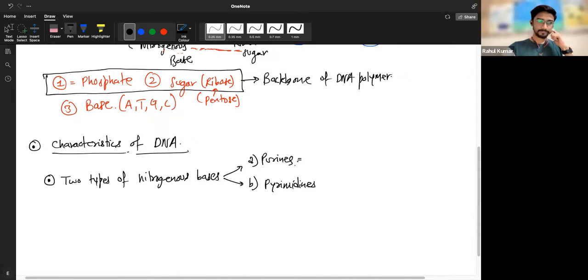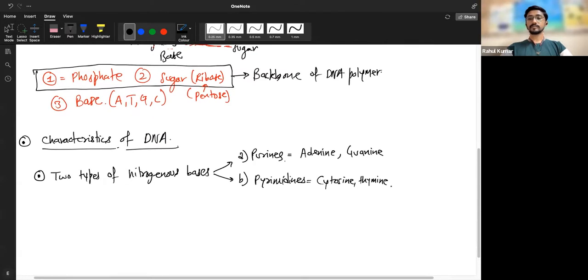Purines are adenine and guanine, A and G. Then C and T, which is cytosine and thymine, become the pyrimidines. Now remember that in case of RNA, thymine is not present.